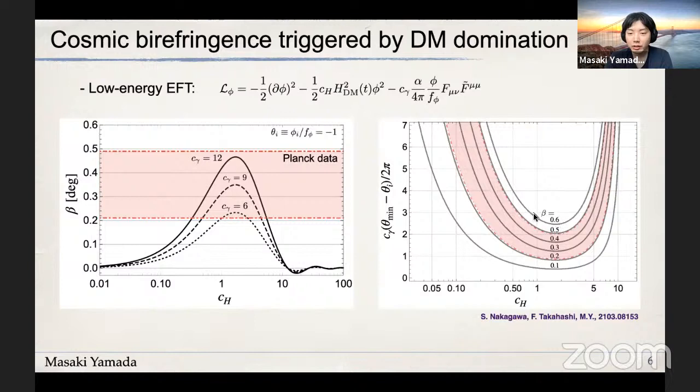And the right figure is the contour plot for the birefringence angle as a function of CH and the anomaly coefficient, this one, times the initial misalignment angle. So we expect that this one and this one are over unity. And in that case, we naturally explain the Planck data. Okay. So this is the phenomenology of this low energy EFT.